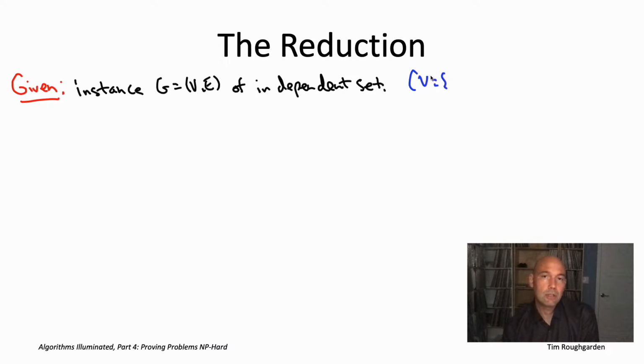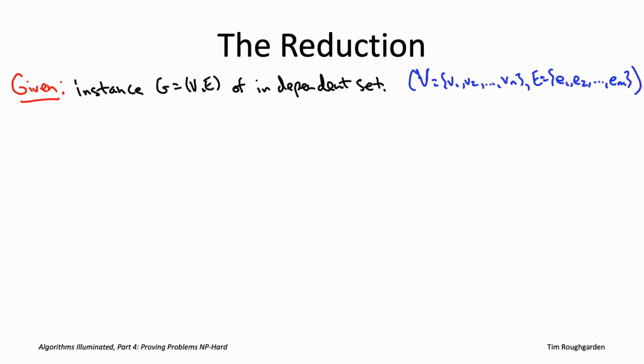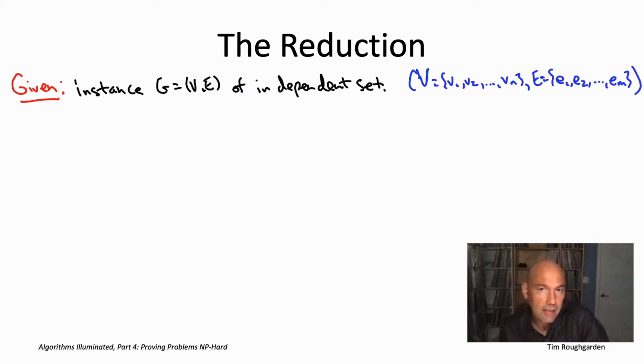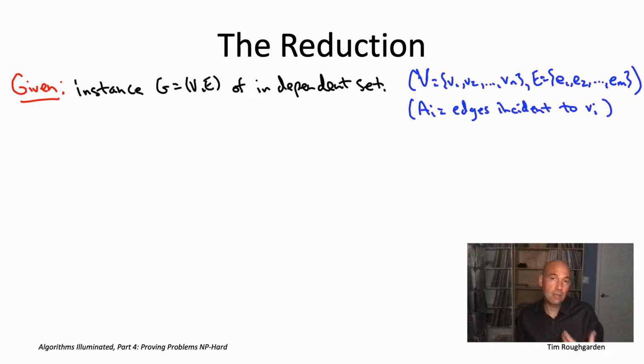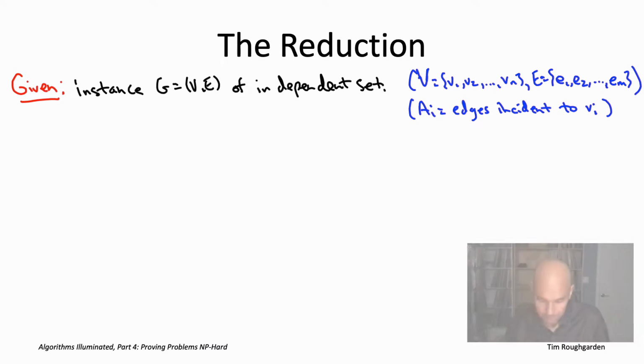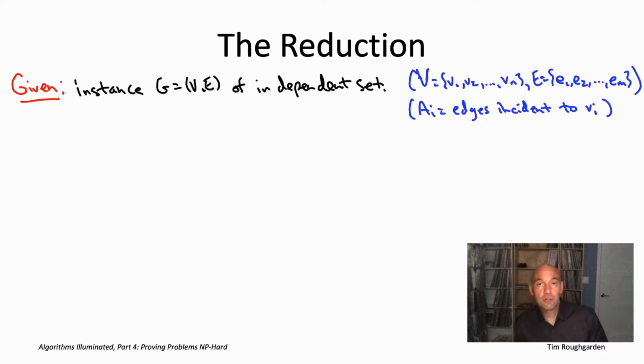Let's label the vertices V1 up to Vn and the edges E1 up to Em. Also a little notation, let A sub i denote the edges, or really the indices of the edges, that are incident to the vertex Vi. So the first thing the reduction does is it constructs numbers just like we did before. So there's going to be Ai's, 1 per vertex, and there's going to be Bi's, 1 per edge.